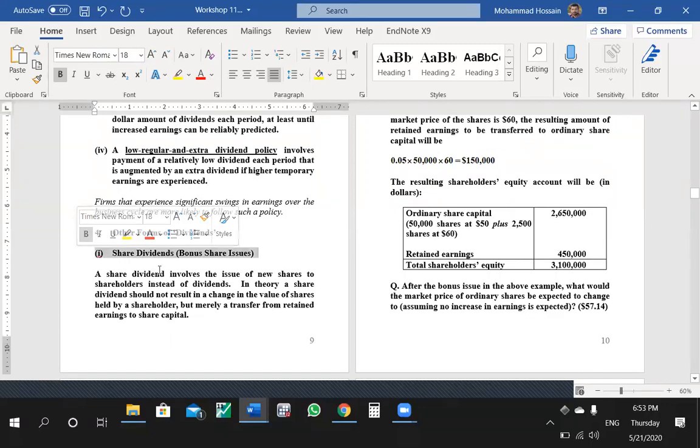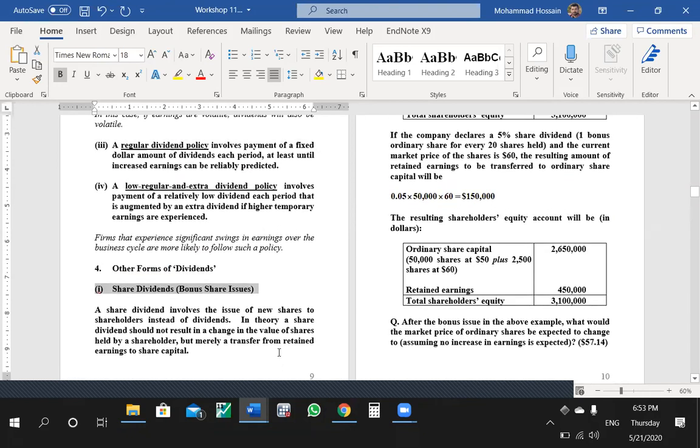This is an interesting one: share dividend. They will give you bonus shares. A share dividend involves the issue of new shares to shareholders instead of dividends. They don't give you a dividend, but they give you shares. In theory, a share dividend should not result in a change in the value of shares held by the shareholder, but merely a transfer from retained earnings to the share capital. They are not actually physically giving you the money. Money stays within the business, but it is just transferred from retained earnings to the share capital.